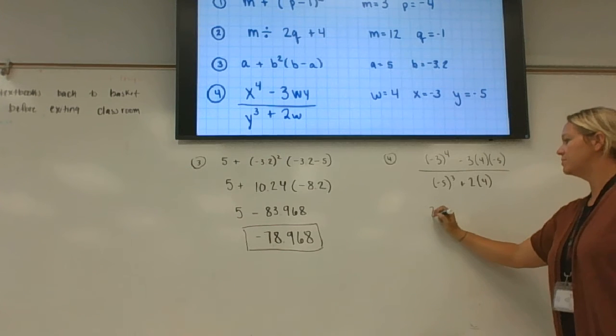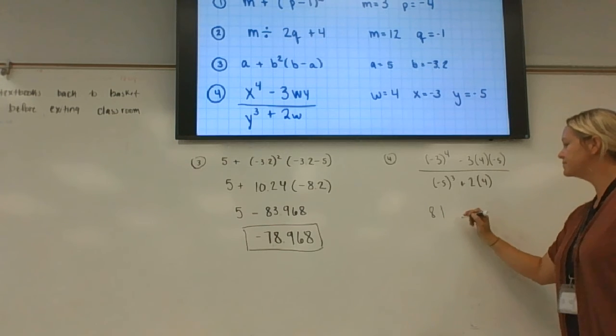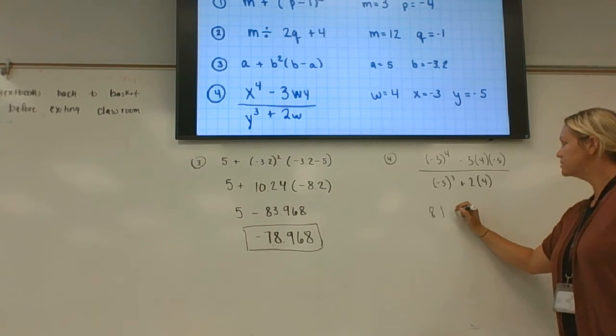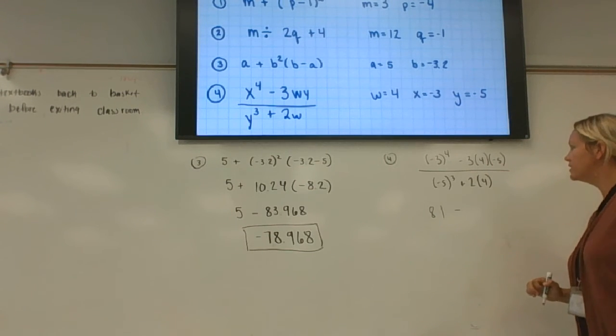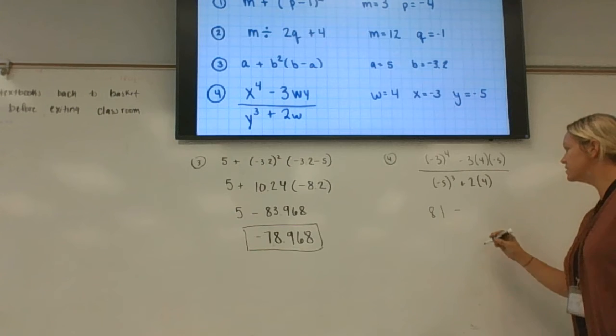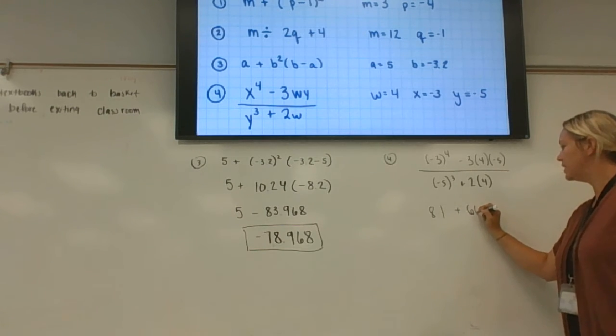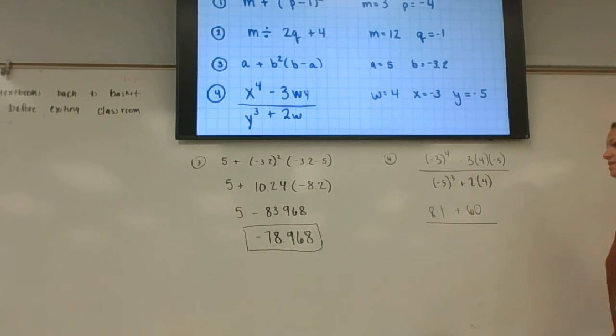So this is going to be what? Positive 81. Times 5. 60. Positive. Everybody, am I on track so far? Nothing but positives up there in that numerator.